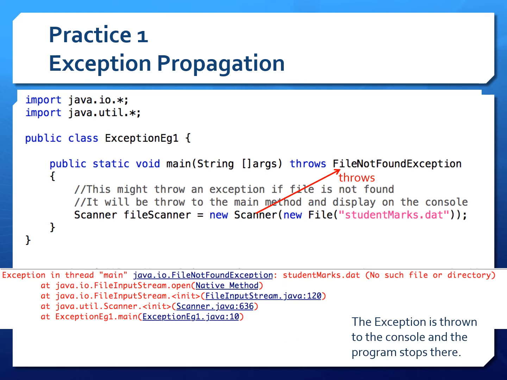Let's do a few practices to understand the above theory on exception. In this practice 1 example, if the file is not found, the Scanner class will throw FileNotFoundException to the console, and the program stops there. Pause the video, code and test this example.